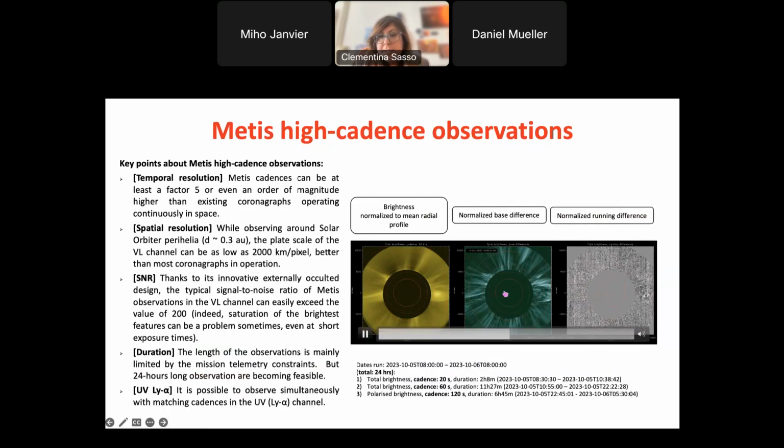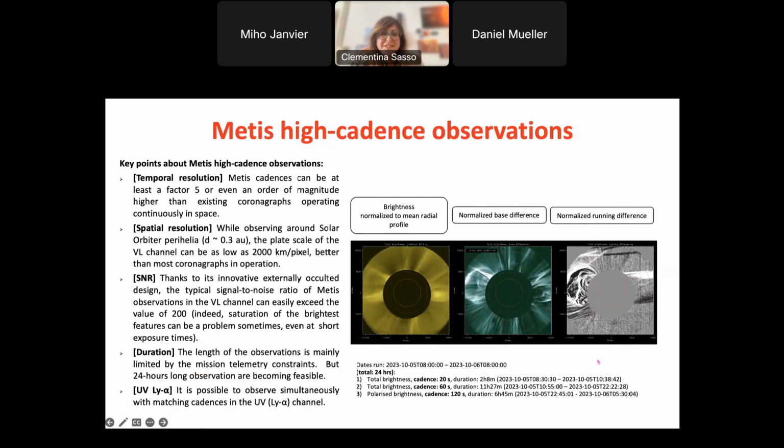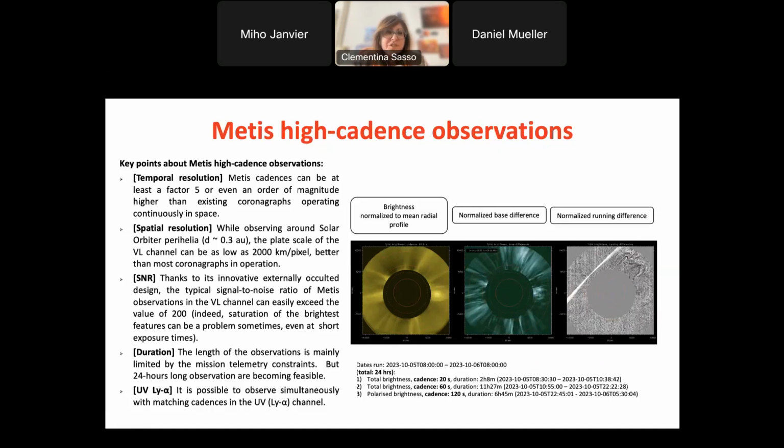Then you see the base difference images, and then the running differences. Sorry. So the really key point about this high cadence observation is that we can reach a really high temporal resolution. It is at least a factor of 5, or even more, orders of magnitude higher than existing coronagraphs.